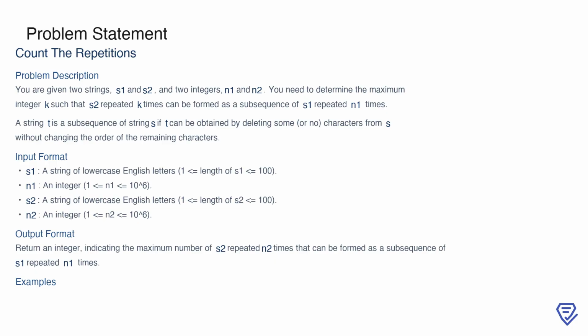The input format includes the strings s1 and s2, as well as the integers n1 and n2, with the constraints that the lengths of s1 and s2 range from 1 to 100 and n1 and n2 can go up to 1 million. The output is an integer representing the maximum number of times s2, repeated n2 times, can fit as a subsequence within s1, repeated n1 times.